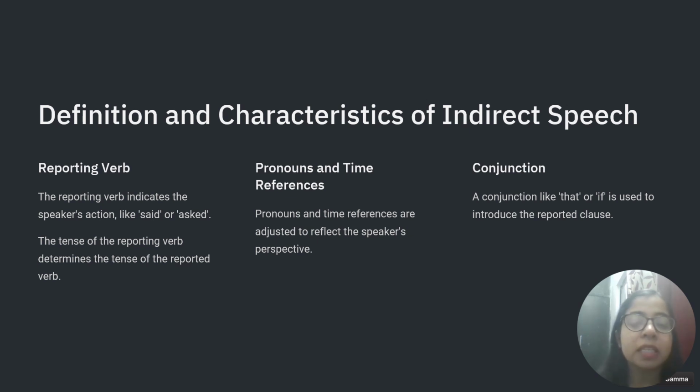Okay, next is conjunction. A conjunction like that or if is used to introduce the reported clause. Like I said, I will not take the class today. The student will say, the teacher told us that she won't take the class today. Okay, so when we are in general sentences, we use that, but if we are talking about questions, we say if.